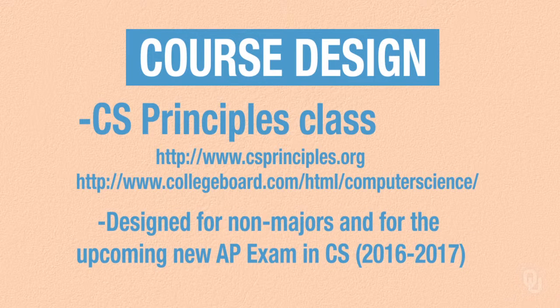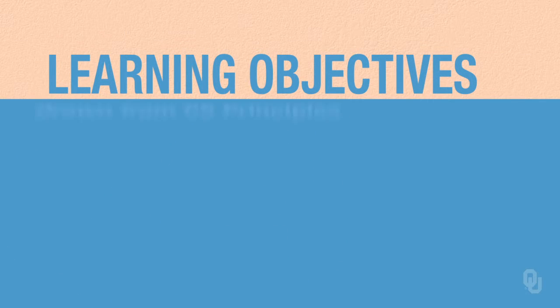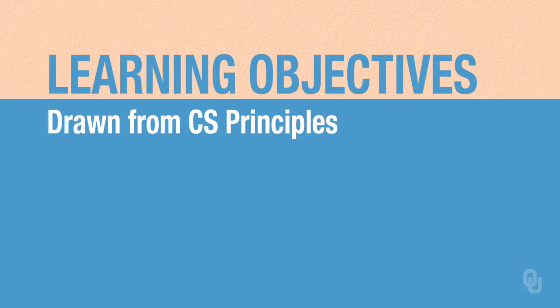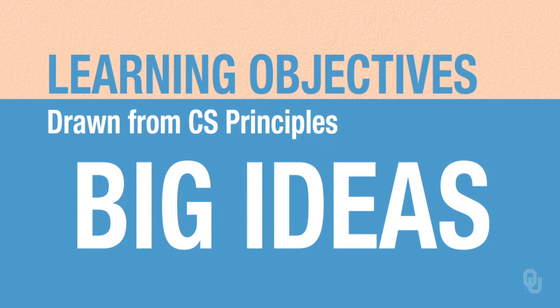It's designed for non-majors, and it's designed to fit the new upcoming AP exam that will be happening in computer science. It should be appearing somewhere between 2016 and 2017. The learning objectives for this semester follow the syllabus from the CS Principles course. So we have a couple of big ideas that we're going to follow.